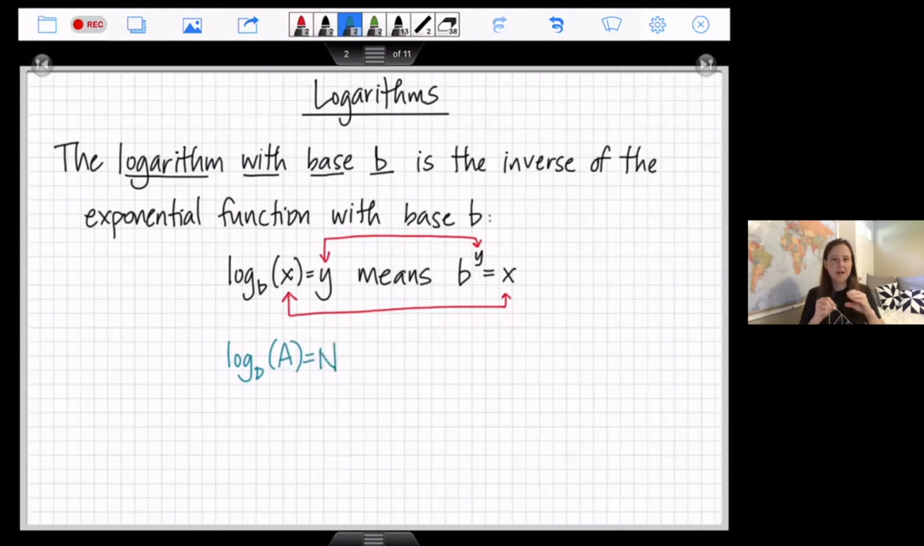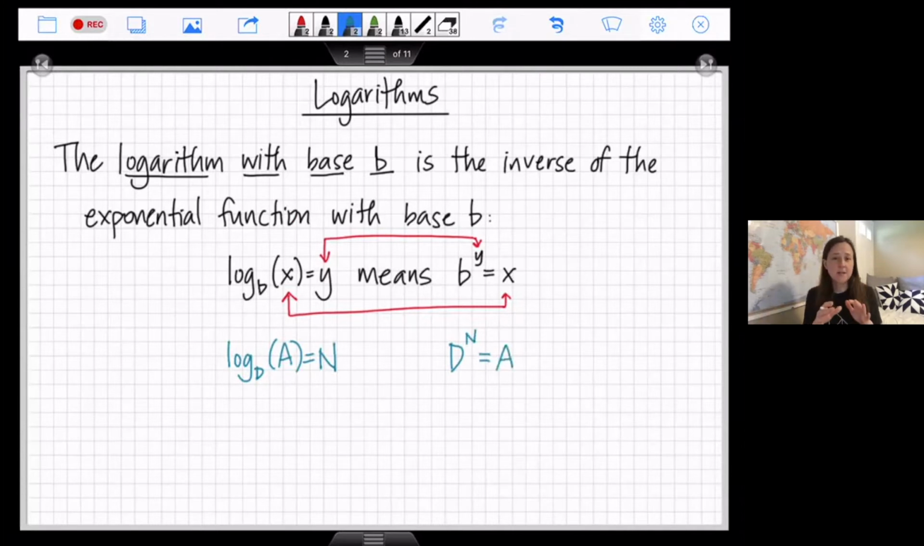And then I'm going to line up those 3 letters with the b, y, and x over on the right. Okay, so the b was in place of the base of the logarithm. That was a big D. And then y was the number on the right. That's going to be n. And then the x was the argument of the logarithm. That is the capital A.